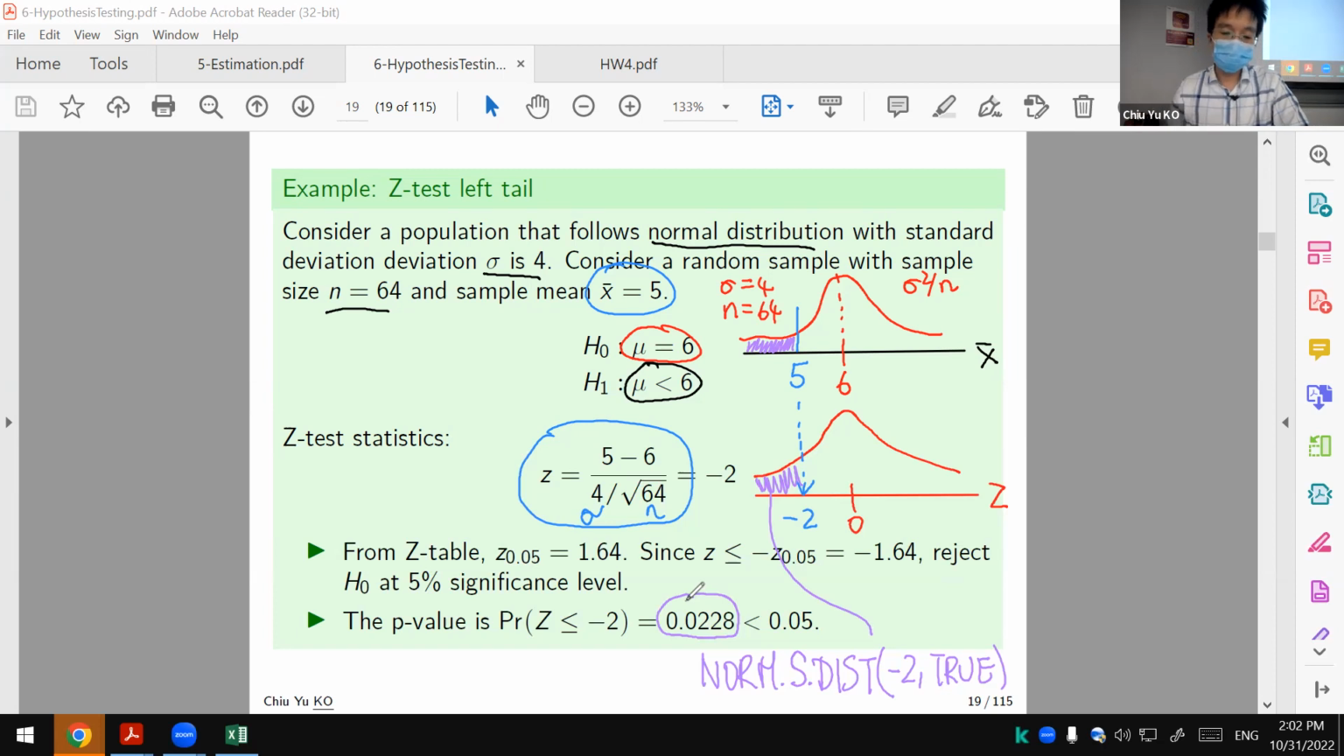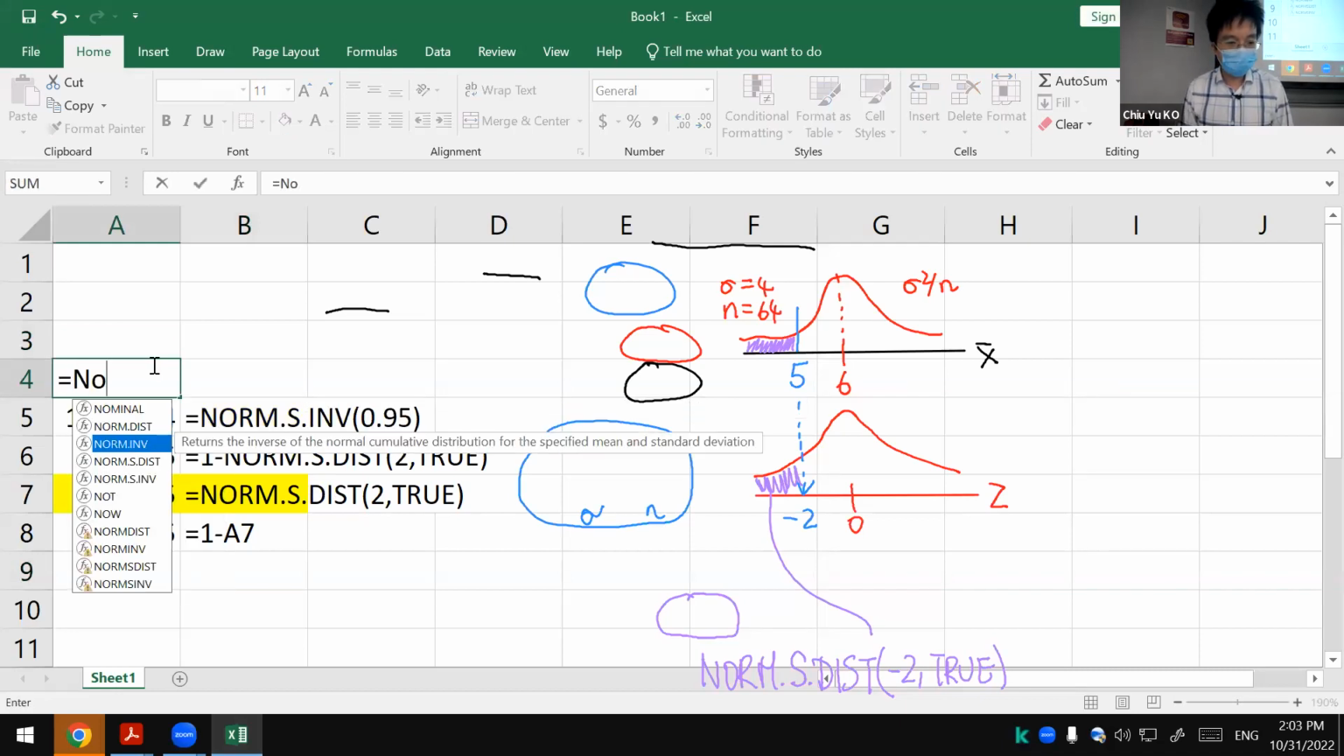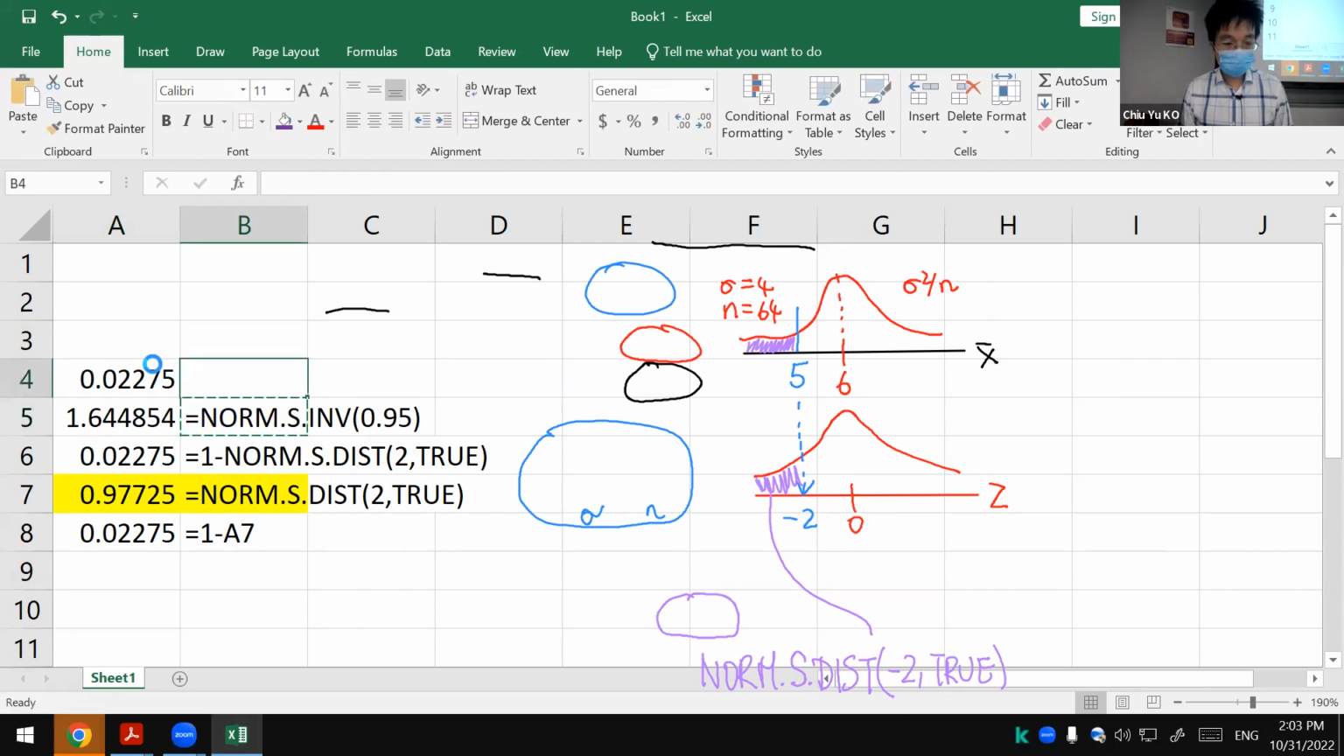Is that clear? Maybe I can go to Excel again if you need to. Is that clear how we are doing it? Okay, so let's go to Excel. I'll just do it once more. But I hope at this point, some of you actually worry about Excel. I hope it is already very clear what we are doing. It's always the left-hand side.